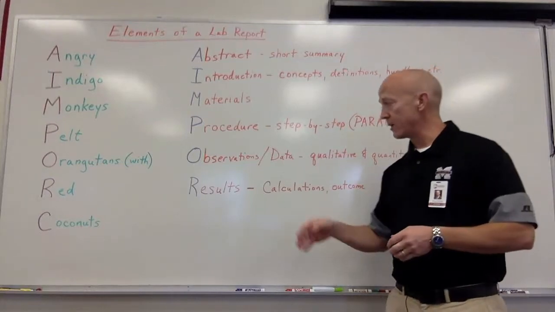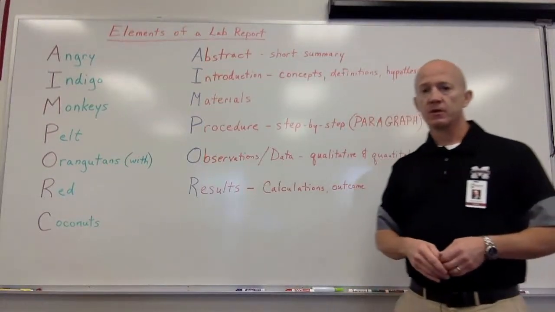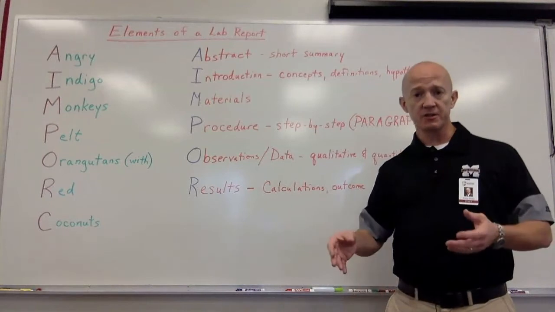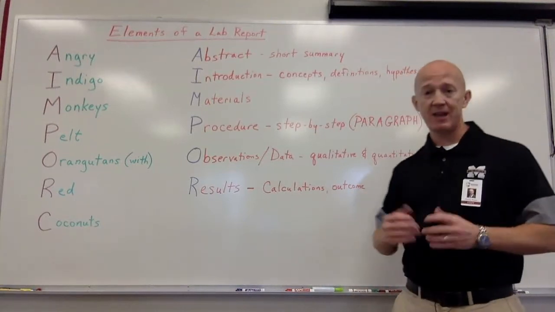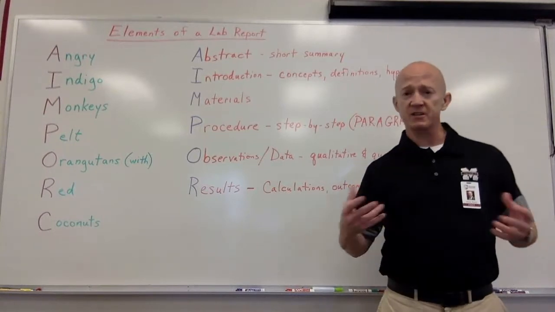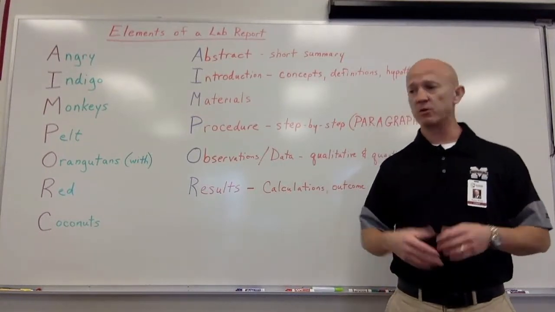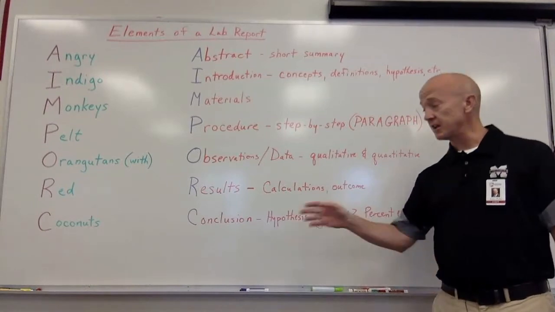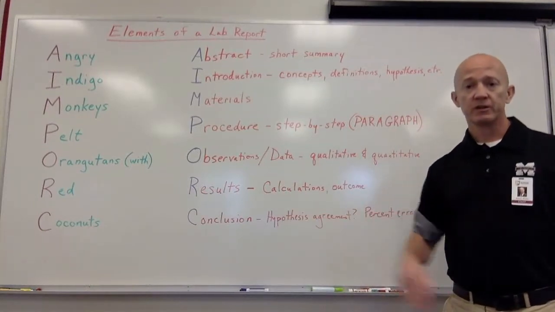The R in red refers to results. You may offer calculations in this section, or you may talk about the outcome of what you saw during the experiment. Perhaps this is where you're calculating the density of an object you examined during the experiment, or something along those lines. Finally, the C in coconuts refers to conclusion.